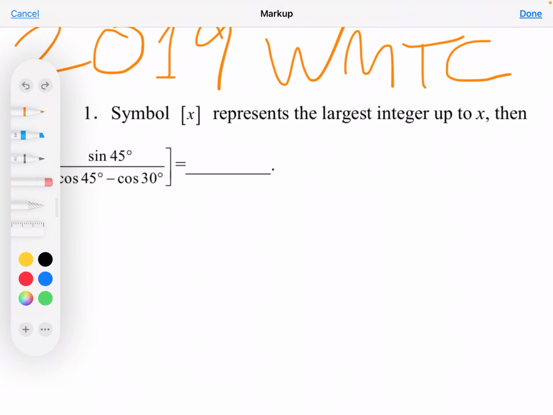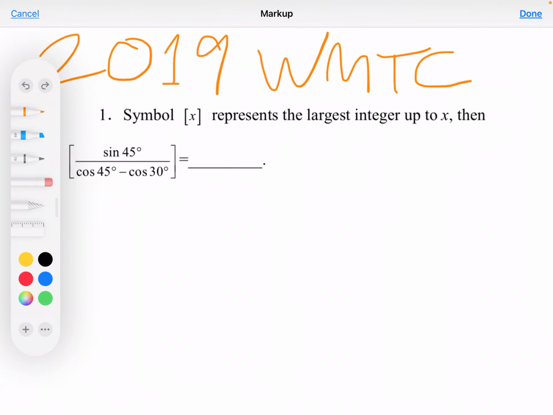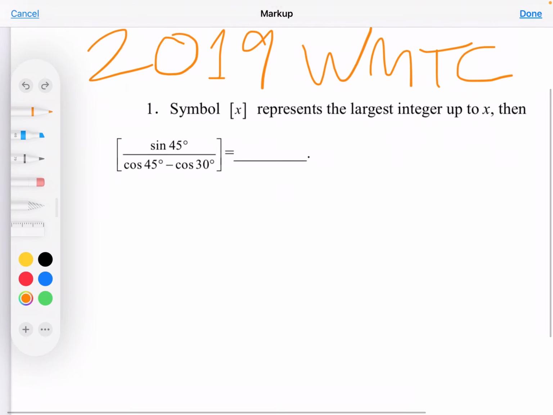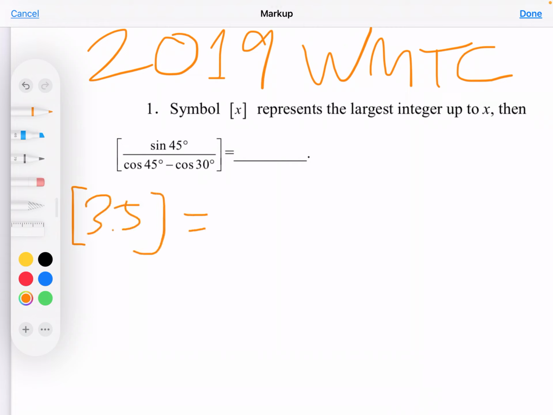So it says the symbol square bracket x represents the largest integer up to x. This means if we have 3.5 in the square brackets, it would output 3, because 3 is, quote-unquote, the largest integer up to x, which is 3.5. In other words, the largest integer that is smaller than the number inside the brackets.